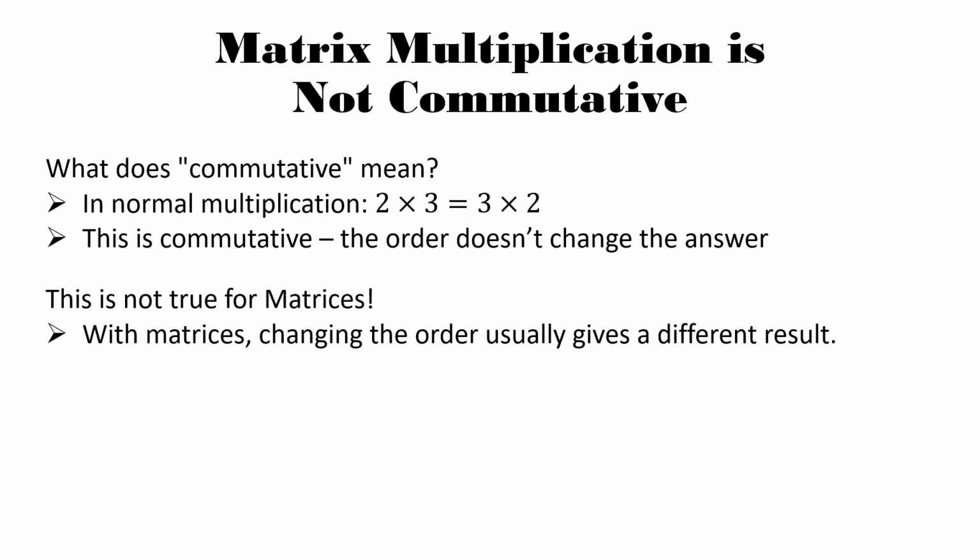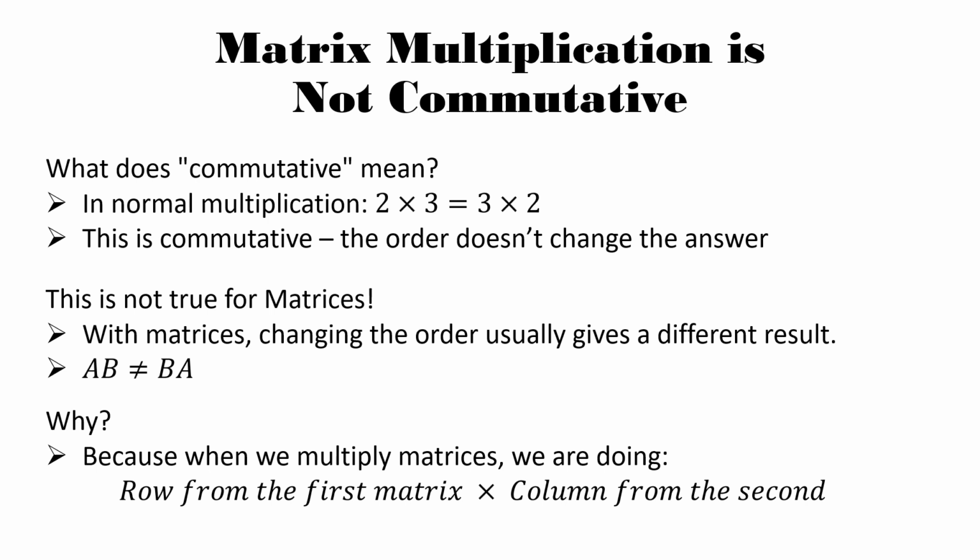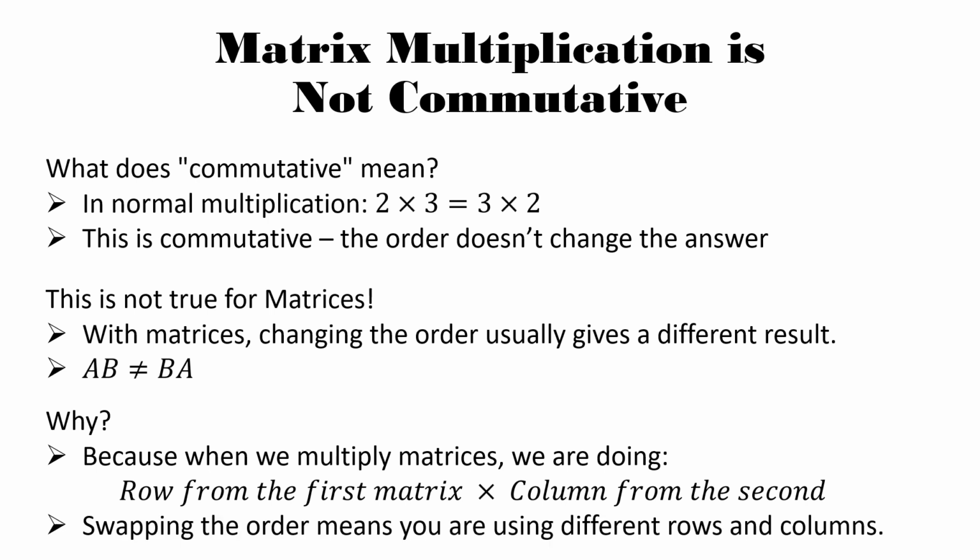And really think about this, because when we flip them, what's going to happen is the rows and columns end up switching. So we take the row from the first matrix by the column from the second, but then if we flip which one's first and which one's second, then we're flipping which one we take the row from and which one we take the column from. So we're not getting the same answer. So AB is not the same as BA when we're working with matrices.